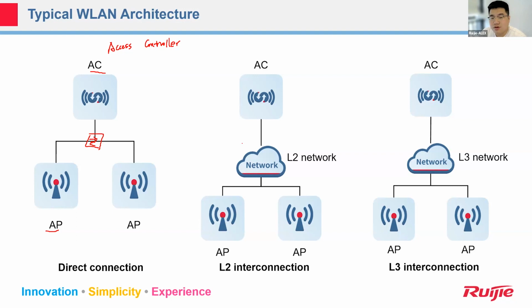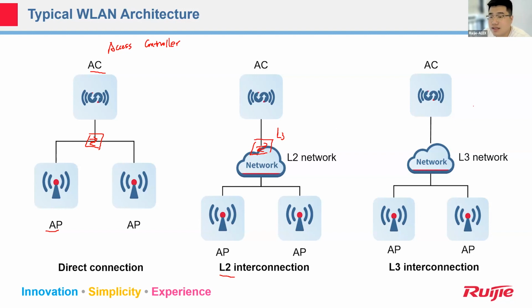To satisfy this kind of requirement, layer 2 and layer 3 interconnection are mostly used. The typical application scenario of layer 2 interconnection is that between the AP and AC, we have some switches, which are layer 2 switches, or even layer 3 switches, but the AC and the APs are in the same layer 2 network. So we think this is a layer 2 interconnection. Layer 3 interconnection means the AC and APs are not in the same subnet or the same layer 2 network.